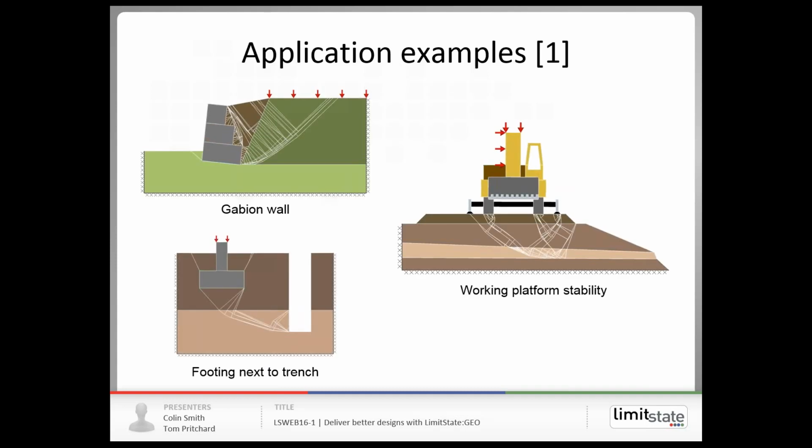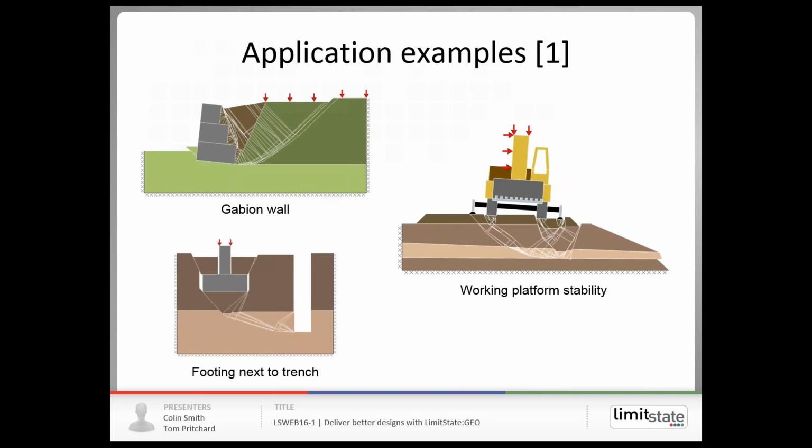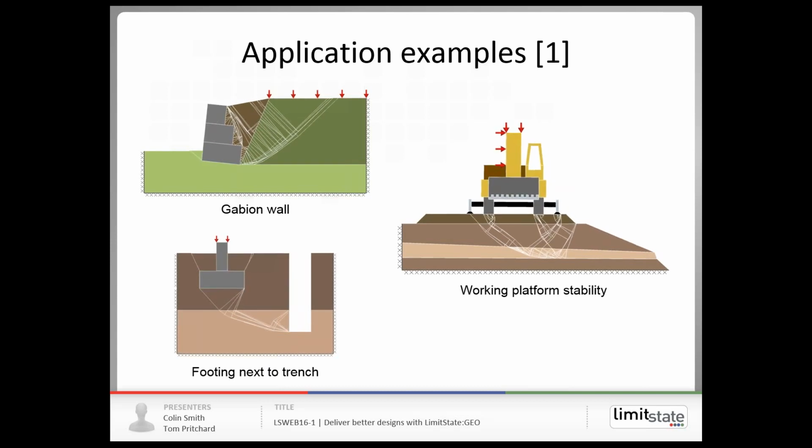Just to wrap up, I'll show you a few more application examples. So this method of identifying slip lines and the optimal mechanism, we can analyze Gaussian walls. We look at, for example, what happens if you dig a trench next to a foundation. How will that change the stability? How close can you get a bit of plant to the edge of a working platform?